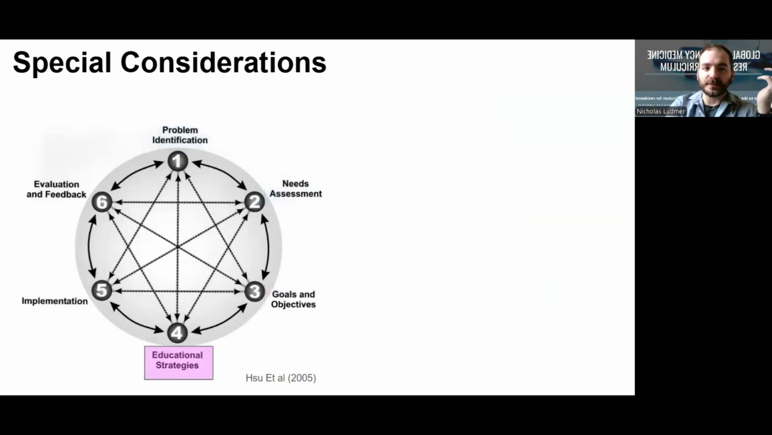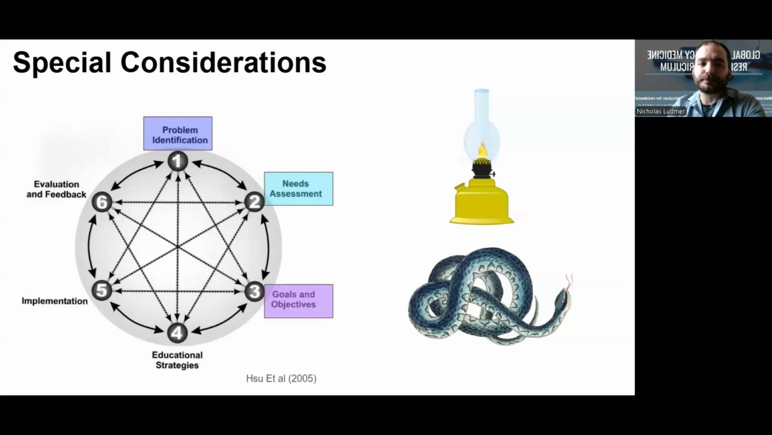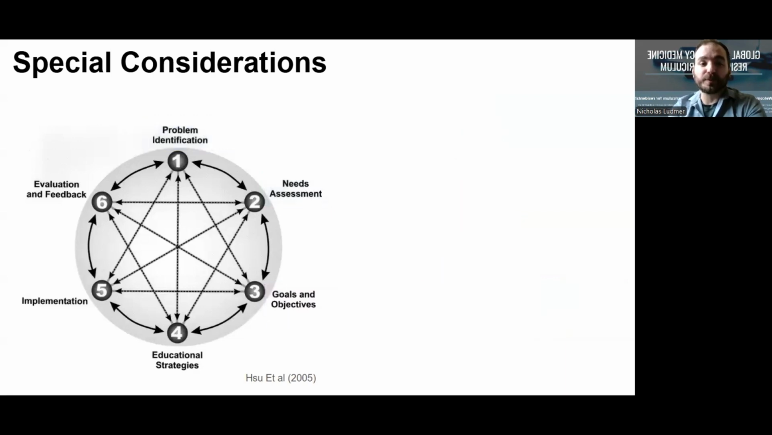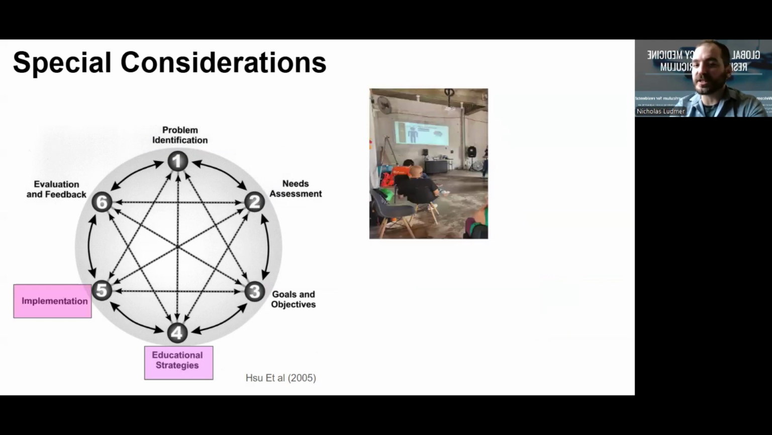Step 4 sort of talks about educational strategies, and steps 5 and 6 get into some more granular detail about the logistics of how you're going to deliver the curriculum itself. They can focus on what educational strategies you're going to use.